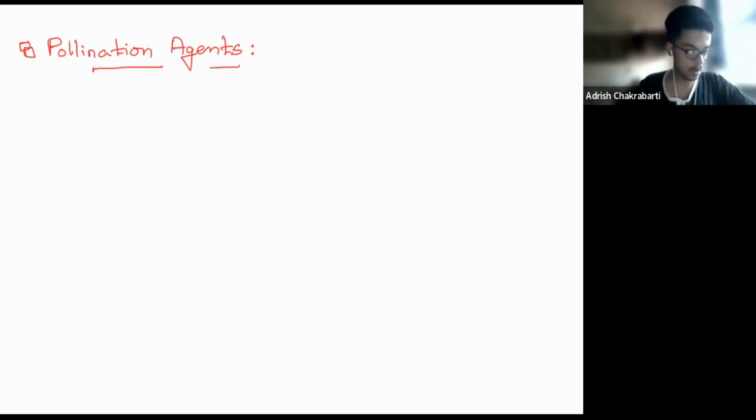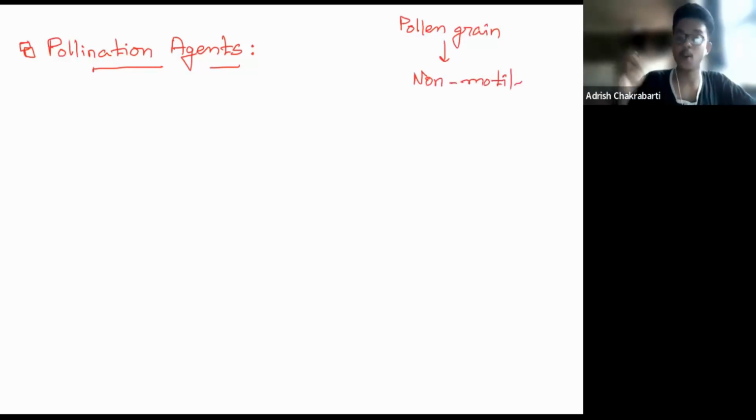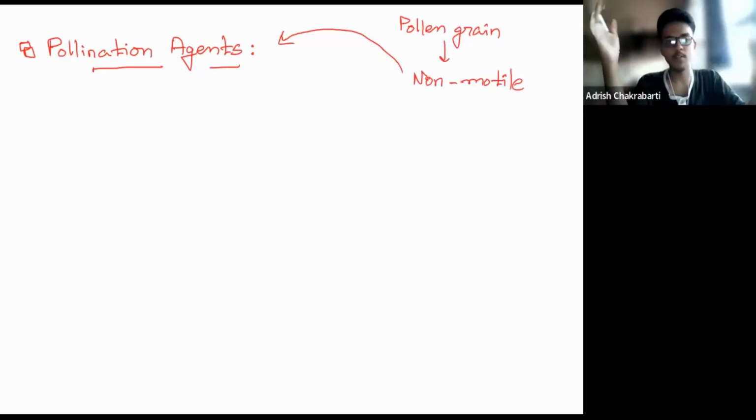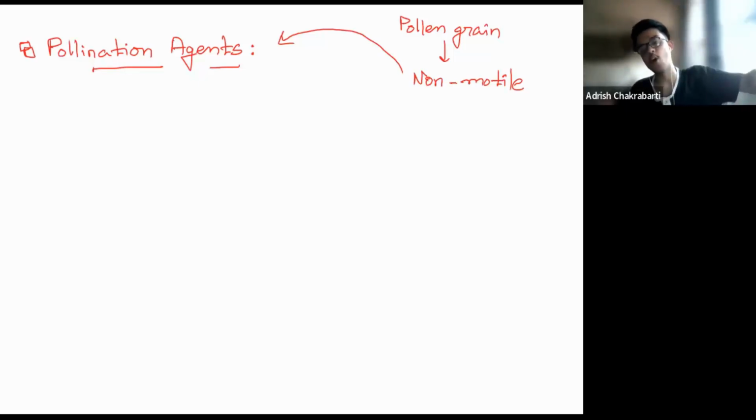Okay. So coming back, pollinating agents. So why do we require pollinating agents? As I've already mentioned, pollen grain is non-motile. Not only pollen grain, both the male and the female gametes are non-motile. So they require some agent that would act as the messenger between them and cause their union. These pollinating agents take the pollen from the anther along with it and drop it over the stigmatic surface. So this is acting as a vehicle between both of them.